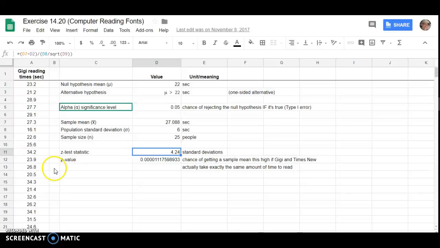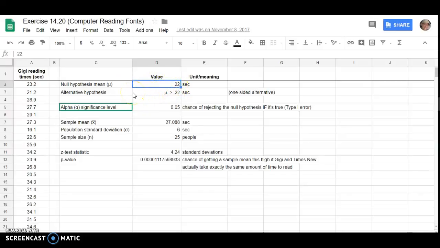So the first thing you want to do in a null hypothesis test is set up what your null hypothesis and alternative hypotheses are. So we have all these reading times, and the null hypothesis would be that it takes just as long to read Gigi font as it does whatever their base Times New Roman, I think it was, and that would be 22 seconds. So if there's no difference between how long it takes to read Times New Roman and Gigi, then the average reading time for Gigi should be 22 seconds. So we could write that as mu equals 22.